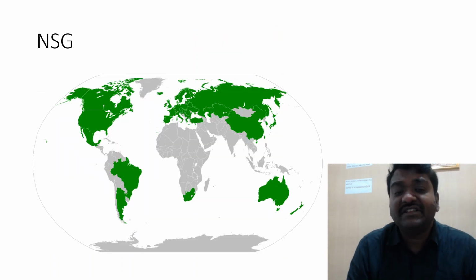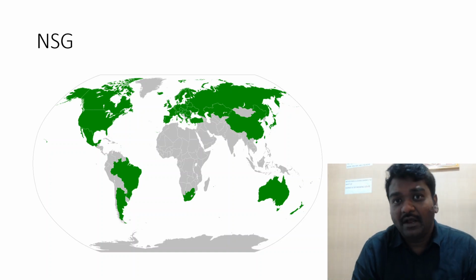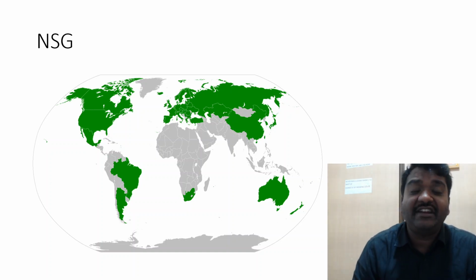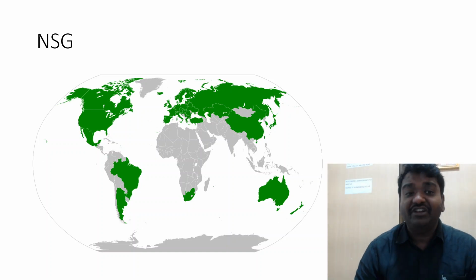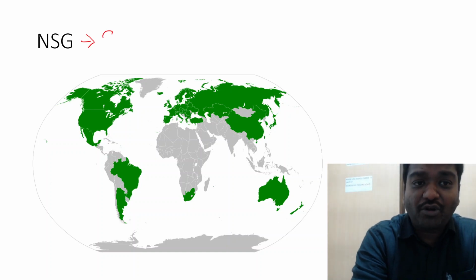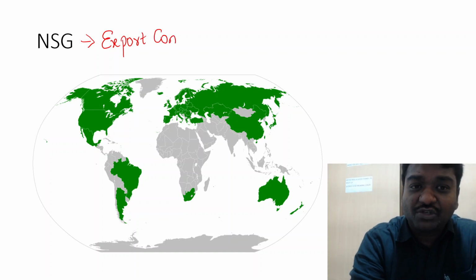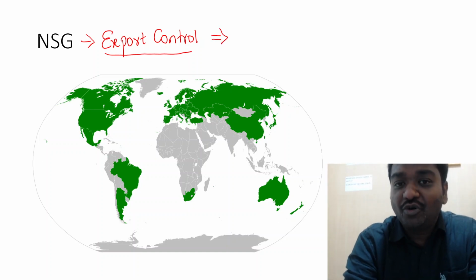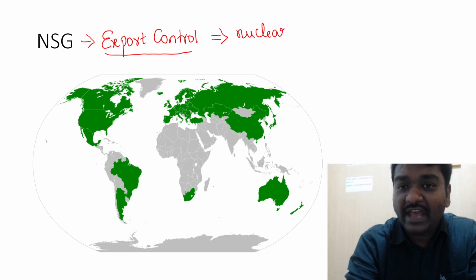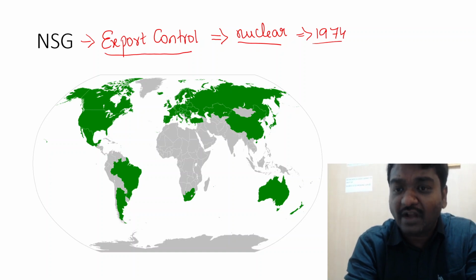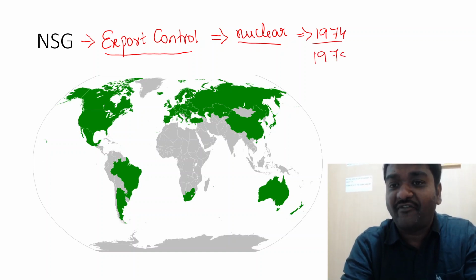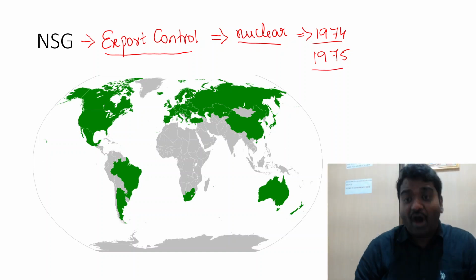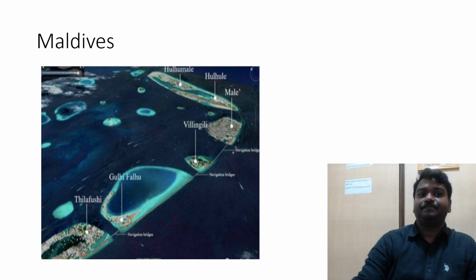See guys, 1974 when India went for Pokhran testing, the world reacted and it established NSG, Nuclear Suppliers Group, which is basically an export control regime. Okay, it is an export control regime, and this tries to reduce export of nuclear materials. Okay, NSG. It was established in 1974 in reaction to India's Pokhran, but they first met in 1975. 50 years celebrations are going on, so you must be aware about this.